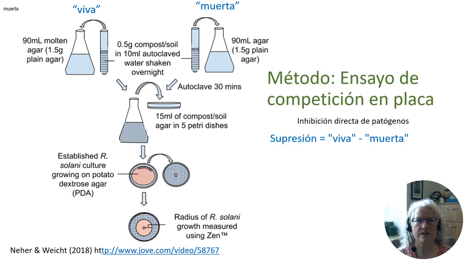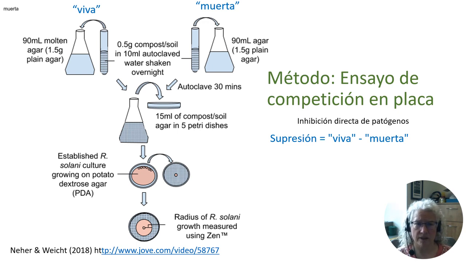Compost plate assays can be used to quantify how much of the indigenous microbes in compost directly inhibit the pathogen, and this can be completed within 2 to 3 days. For each sample, we pour a compost slurry into a pair of flasks containing molten agar. One flask contains living microbes and the other is autoclaved to kill the microbes. Each of these is then poured into petri dishes that solidify, and a plug of the pathogen is added.